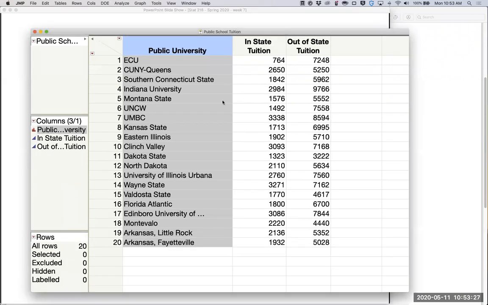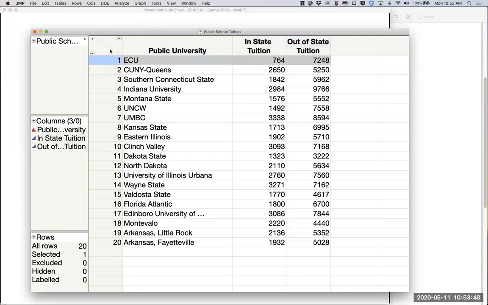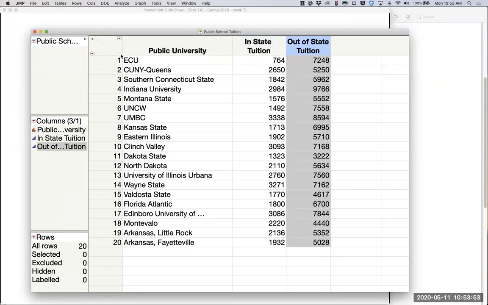These are data on some public universities, 20 of them: East Carolina University, CUNY Queens, Southern Connecticut State, Montana State, UNCW, etc. There's 20 of them. There's the in-state tuition and the out-of-state tuition. Each school has one of each. So the 2 separate populations are the in-state and the out-of-state tuitions, and each individual school has an in-state and an out-of-state number. These are public schools, so they're going to have one of each.